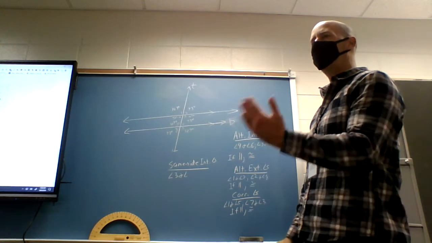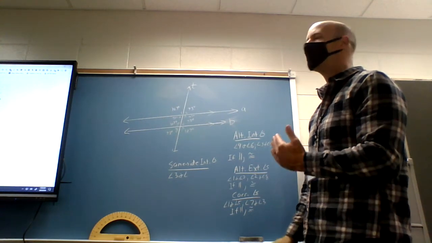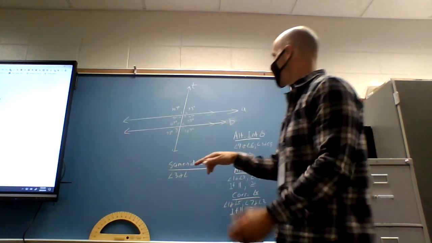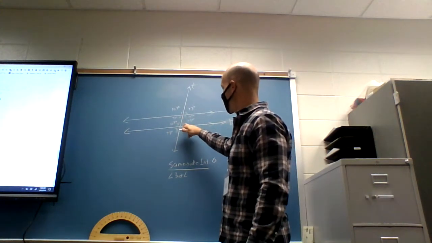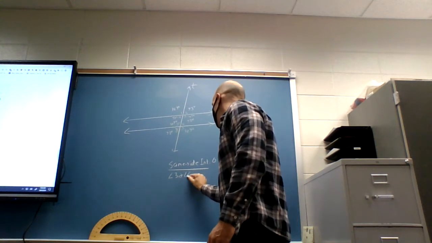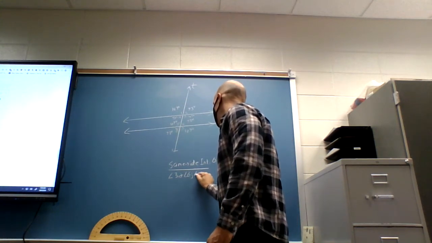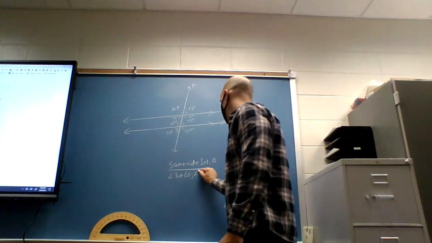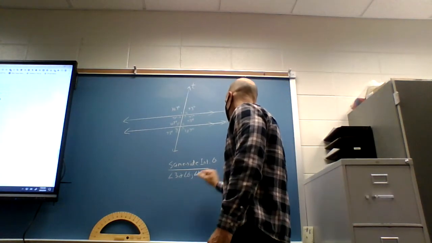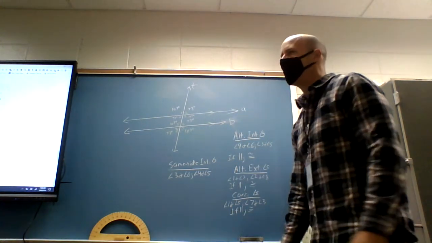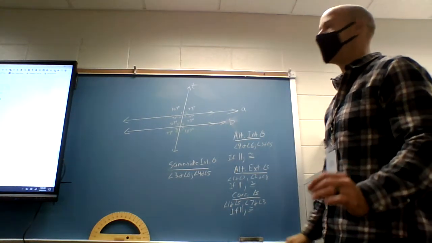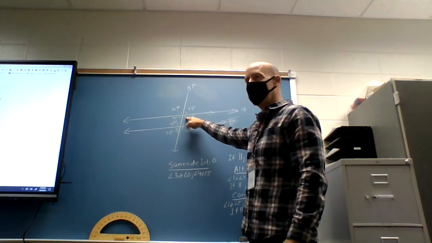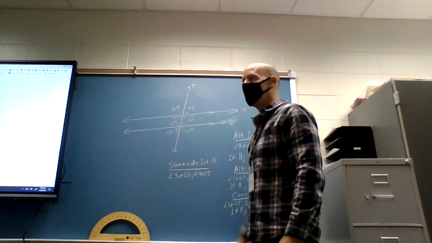So it has to be on the same side of the transversal, and it has to be in between the lines A and B. So same side interior would be 3 and 6. Jennifer, what would be the other pair of same side interior angles besides 3 and 6? Correct, 4 and 5. So those are our same side interior angles. Now, let's be careful. You see these two same side interior angles? Are they the same? No, they're not the same measure.